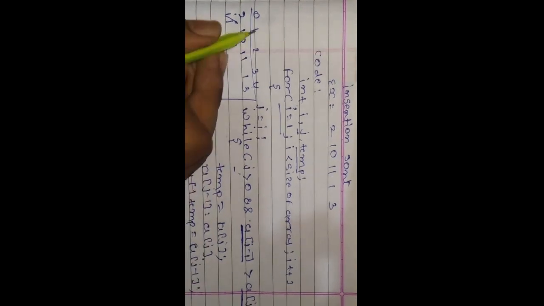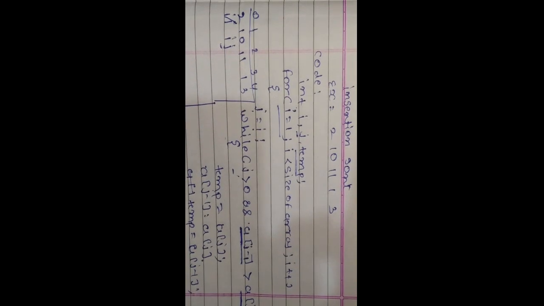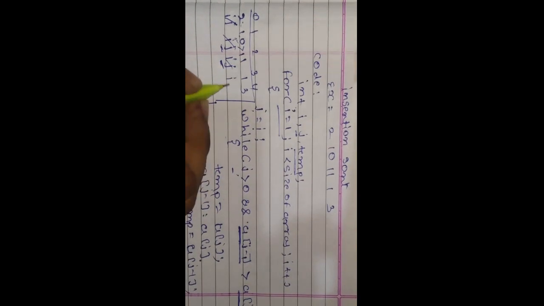Okay, j greater than 0, yes. Now we check whether the value at index j is greater than the previous value. Okay, now we check whether 10 is greater than 2. Is 2 greater than 10? No. So now we don't get into that while loop. Now we proceed with i plus plus. So j is equal to i. Now we again check j greater than 0. Yes, greater than 0, but the previous value is not greater than the current value, so we again increase the value of i.